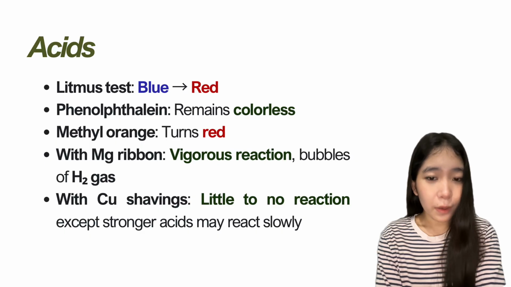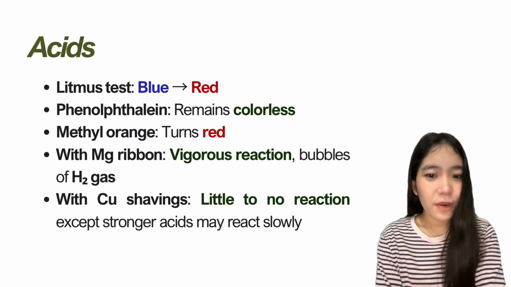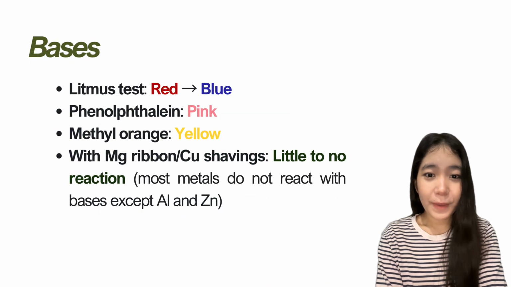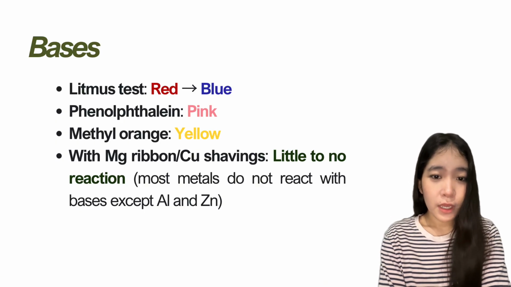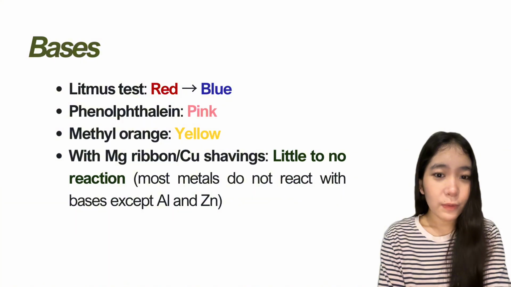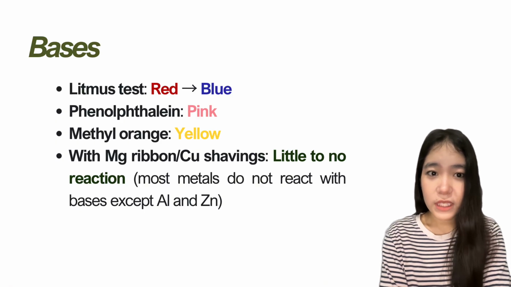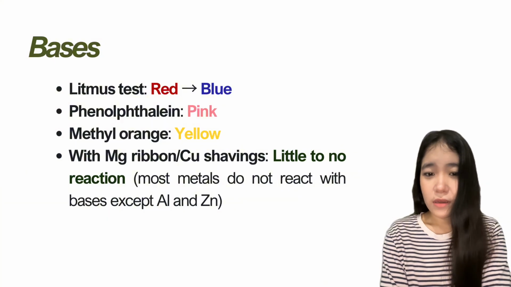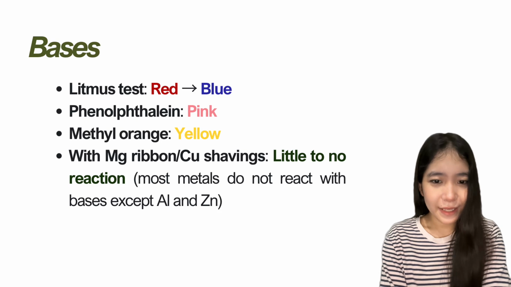For the reaction with copper shavings, there will be little to no reaction, except stronger acids may react slowly. Next is for bases. For the reaction with litmus paper, the red litmus paper will turn blue. With phenolphthalein, it will turn pink. With methyl orange, it will turn yellow. Lastly, with magnesium ribbon and copper shavings, there will be little to no reaction, since most metals do not react with bases except aluminum and zinc.